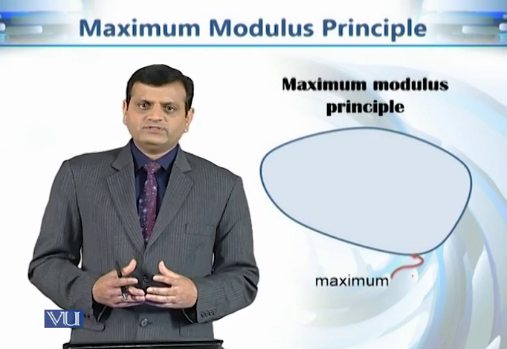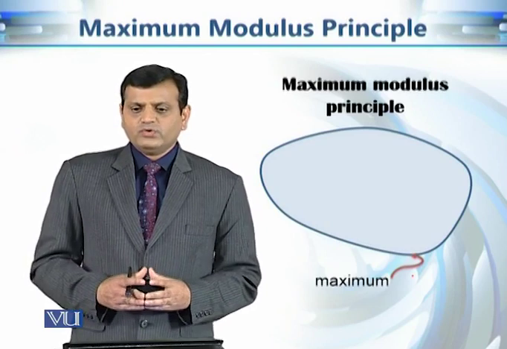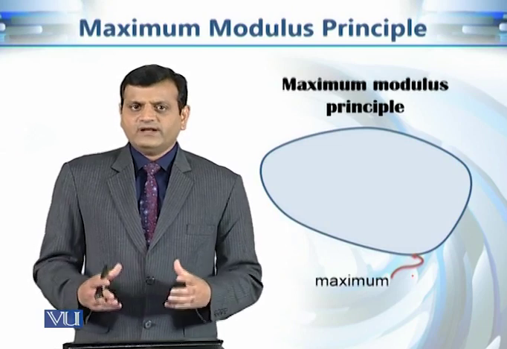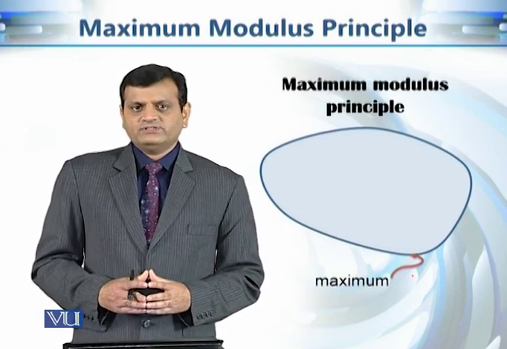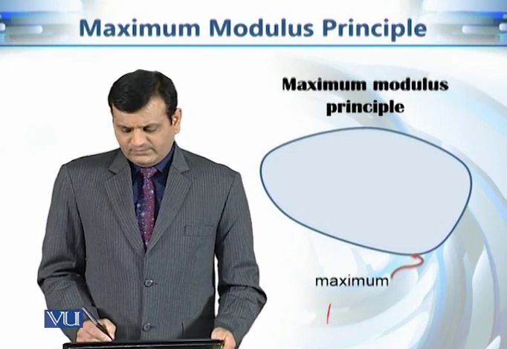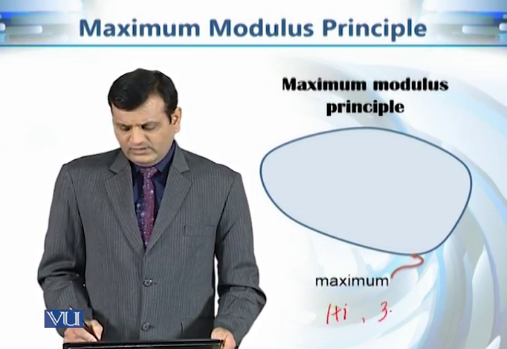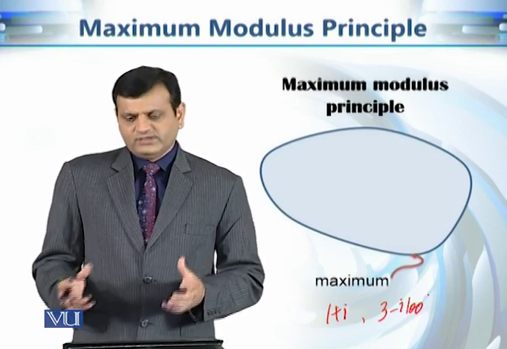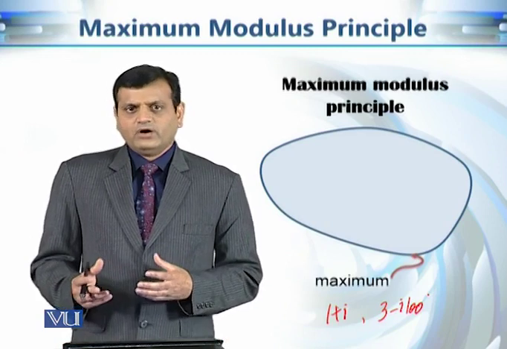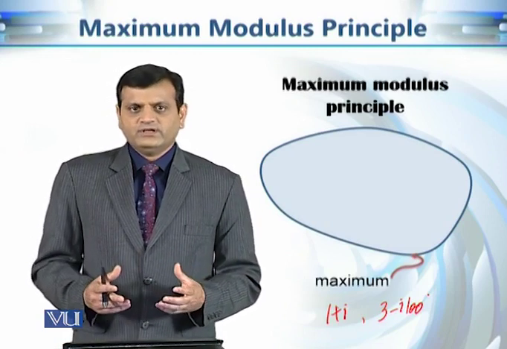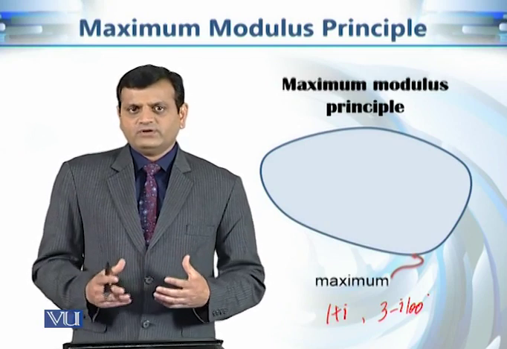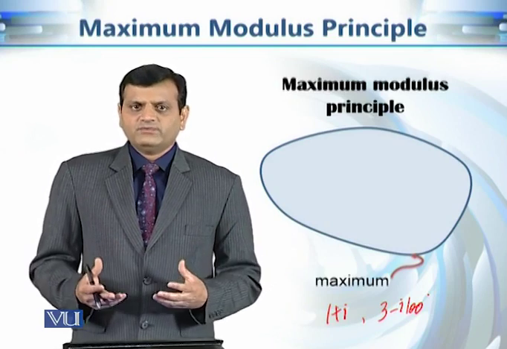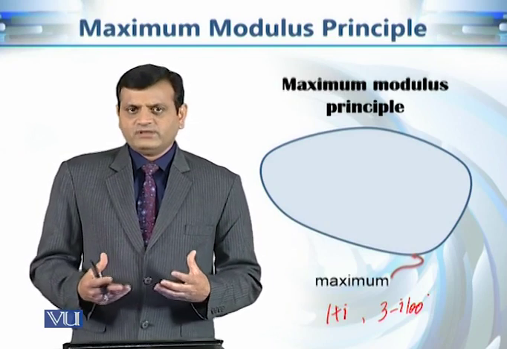Now, if we talk about complex valued functions, then there is no concept of ordering in the set of complex numbers. So there is no well-defined order in complex numbers. In other words, if I have two complex numbers, let's say 1 plus i and 3 minus 100i, then we cannot say that 1 plus i is bigger than 3 minus 100i or smaller than 3 minus 100i. So there is no well-defined order in the set of complex numbers. So we cannot talk about the maximum and the minimum values of a function of a complex variable.